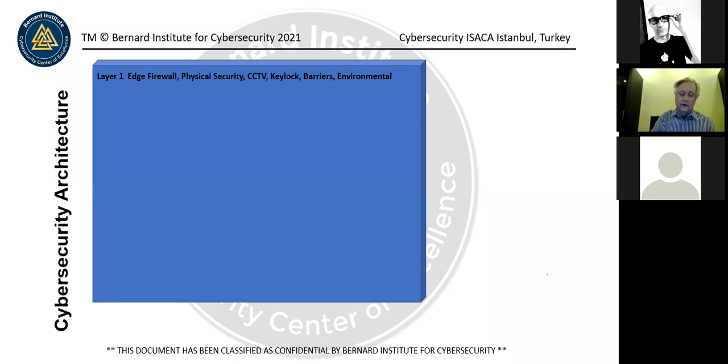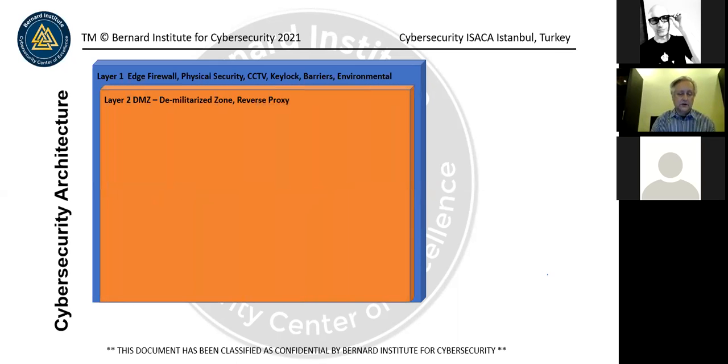So on the edge firewall, we have things like physical security. We have closed circuit television. We have physical key locks, and we might have barriers. And of course, we have environmental controls. These are all on the outside of the perimeter.